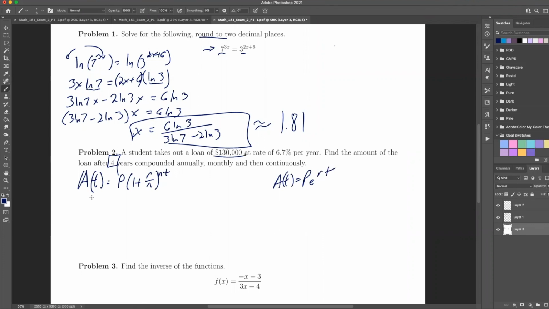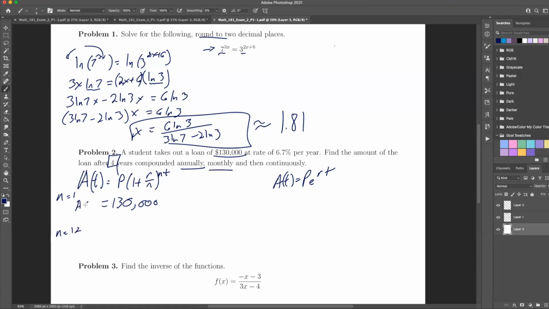All right, so let's do this. Our principal in this case is 130,000. And here we're going to let n be, so we're going to do it annually, so that'll be n equal to 1. We're going to do it again where n equals monthly, so that'll be n equals 12. And then we'll do it again for continuous.